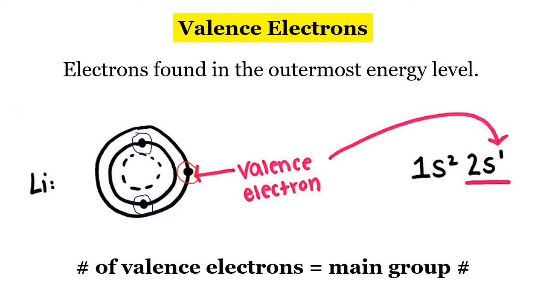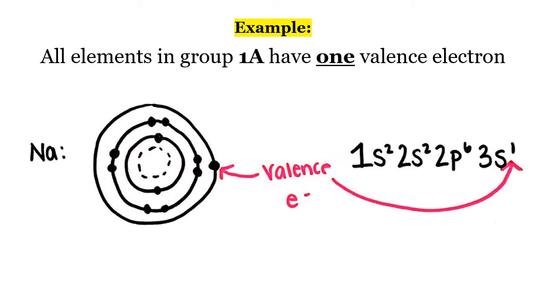Okay? And then if you recall, the number of valence electrons is equal to the main group number on the periodic table. So let's look at this example. All elements in group 1A have one valence electron. So if you look at sodium, sodium is in group 1A on the periodic table. It has one valence electron. For the electron configuration of sodium, if you look here on the right, we've got it all written out. That final energy level, the 3s1, has one electron. That's the one valence electron that we're referring to.